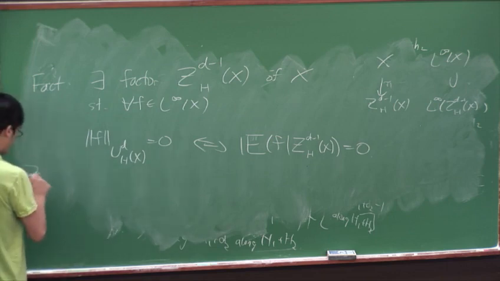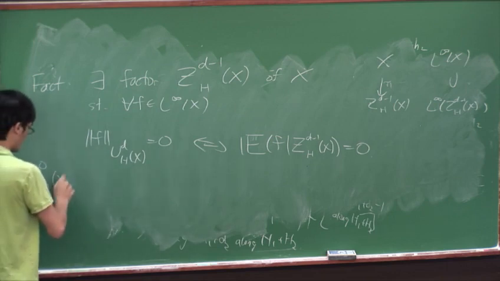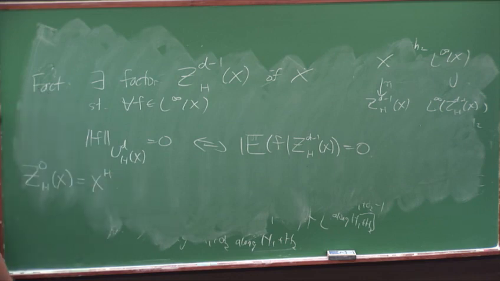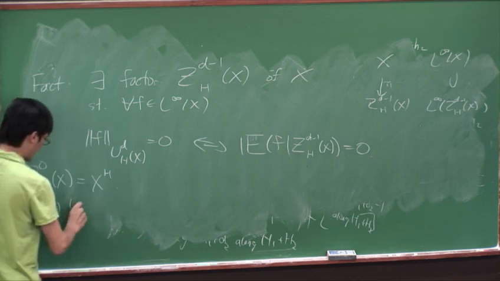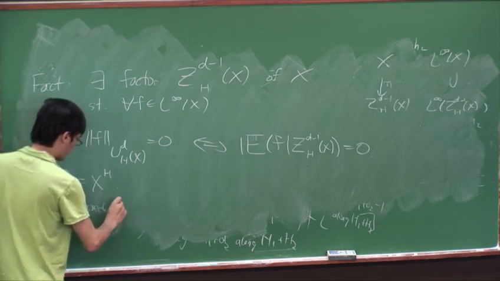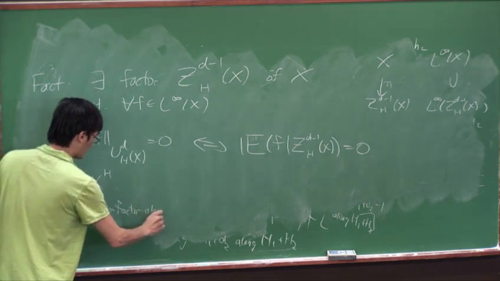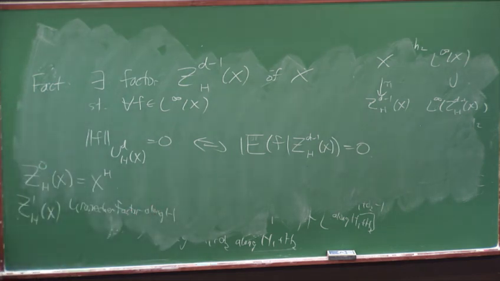So for example, you can check that the zeroth factor is the H-ergodic component of X. So the functions that are measurable with respect to this factor are the functions which are invariant in each direction, which may or may not be trivial, depending on how ergodic you are. Z^1_H(X) is the Kronecker factor along H. If the action of H is ergodic, you can describe this factor as being generated by the H eigenfunctions, the eigenfunctions of the H action.